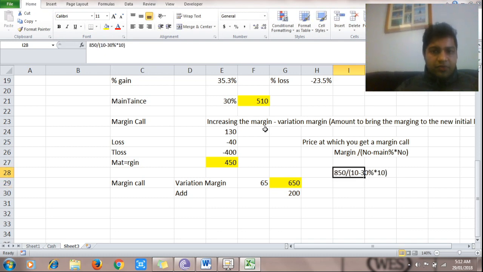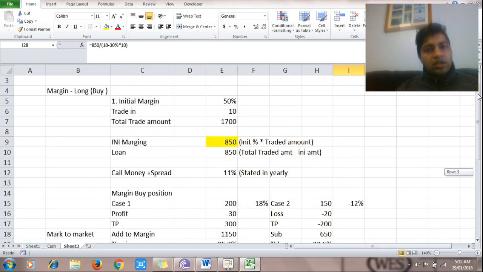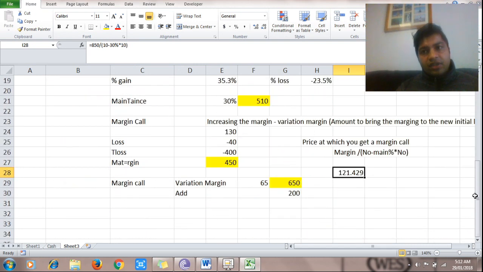Okay, so if you key in the formula, it is 121. So if the stock falls to $121, you will get a margin call. Currently it is at 170. So you're safe till 121. After 121, you have to put in the variation margin or close the trade.